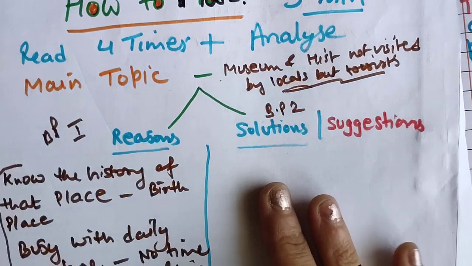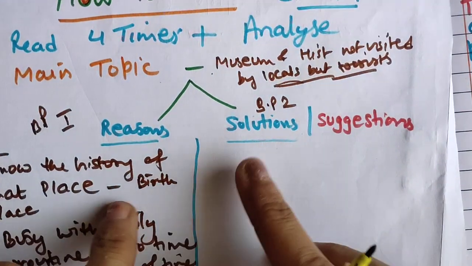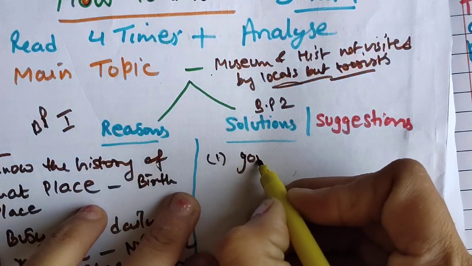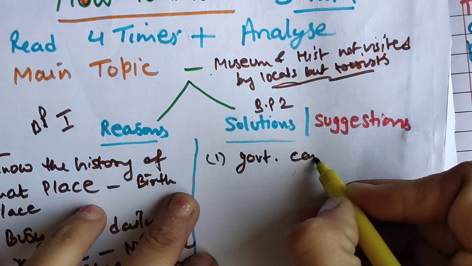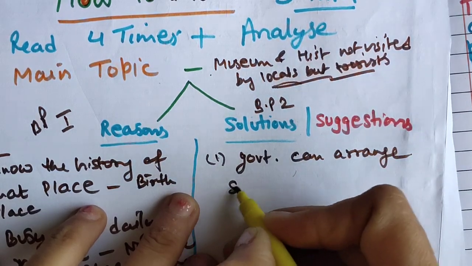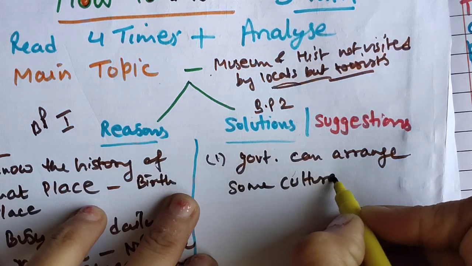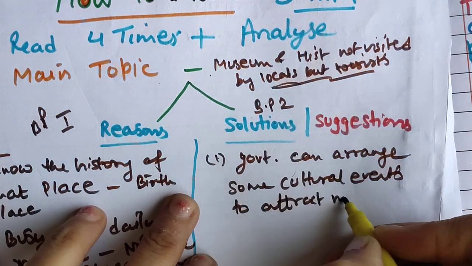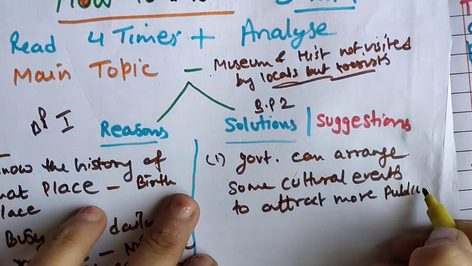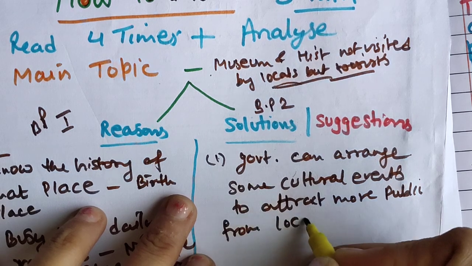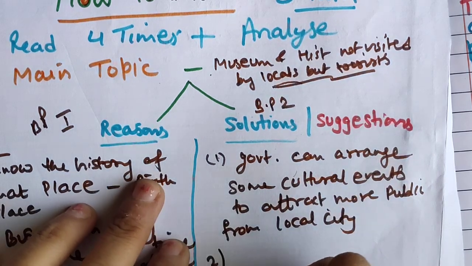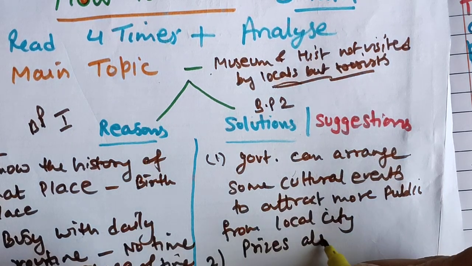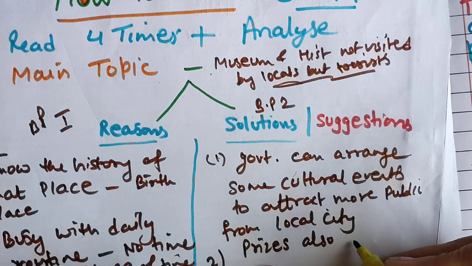Okay, now coming to solutions. What solutions can we suggest to the writer? So first, definitely I will go with government. Government can arrange some cultural events or programs to attract more public from the local city. This government can do. And cultural programs or events, they can even announce prizes also. Prizes also they can announce for participation in these cultural events.